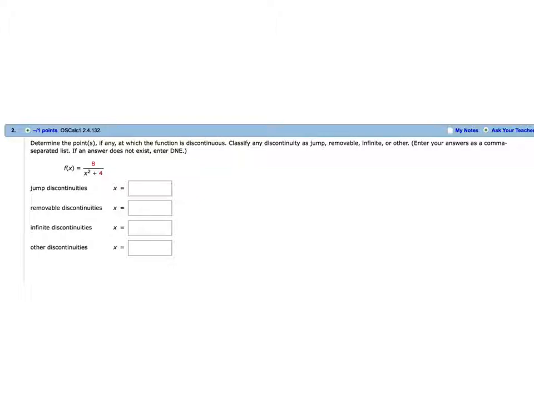All right, last one. For this one, I went ahead and graphed it, but let's say you didn't graph it. For any discontinuities, that's going to happen wherever the function is not defined. And since this is a rational function, and I take a look at that denominator, I'm basically looking for what x values are going to make that denominator 0. And it is x squared plus 4.